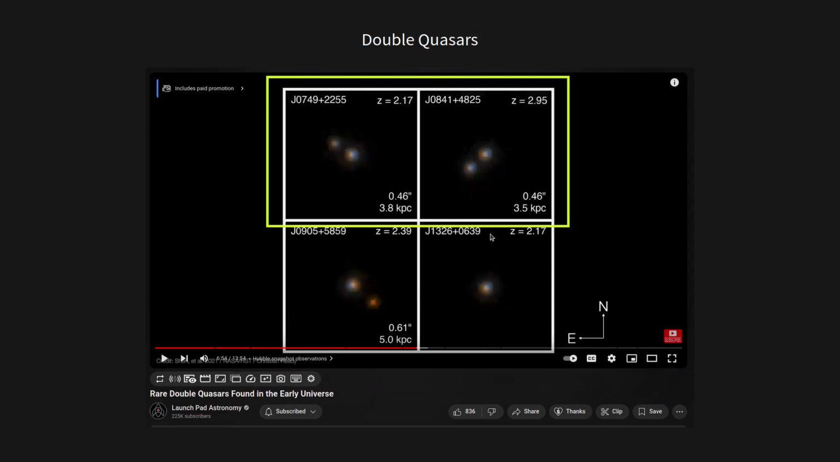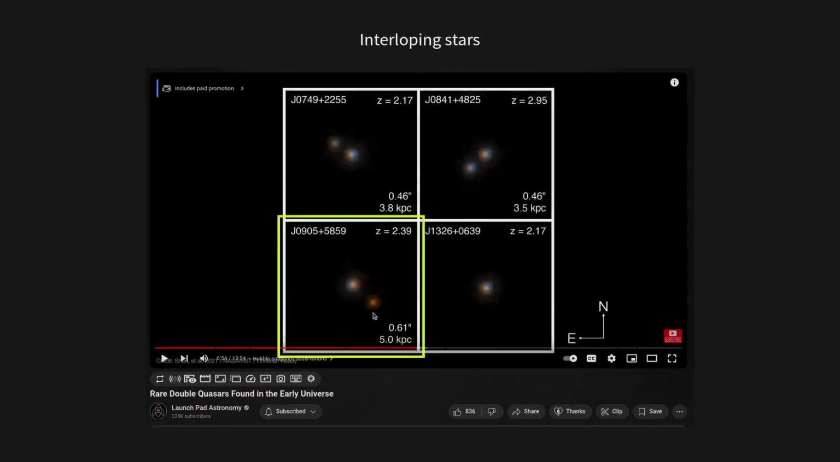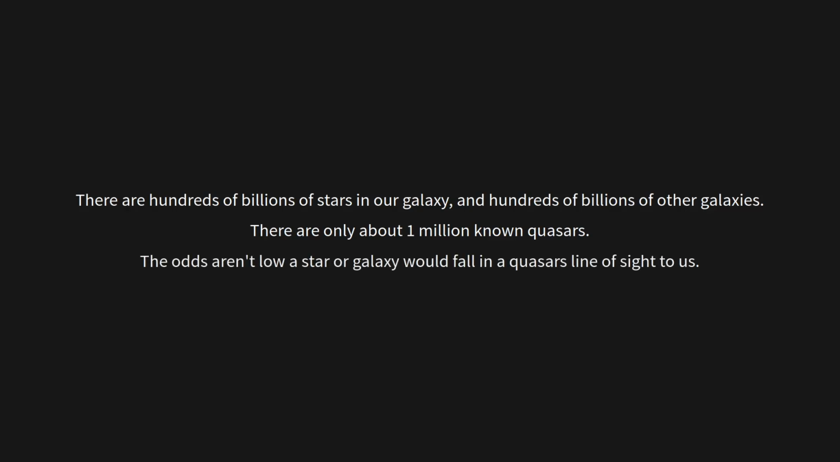Here are 4 objects selected to search for double quasars. This is another video by Pad Astronomy, and in 2 of them, they are actually double quasars. There's 2 objects, and in a third, there's a star from the Milky Way real close by. So these objects were detected as one bright object rather than 2 in those cases. There are hundreds of billions of stars in our galaxy and hundreds of billions of other galaxies, but there are only about 1 million known quasars. The odds aren't actually that low that a star or galaxy would fall near many of them.